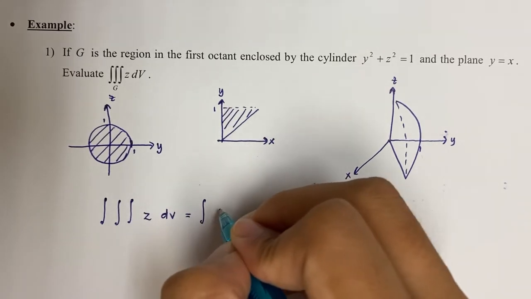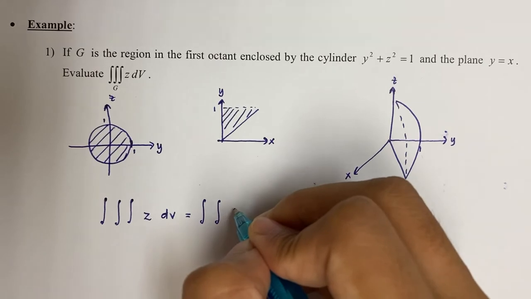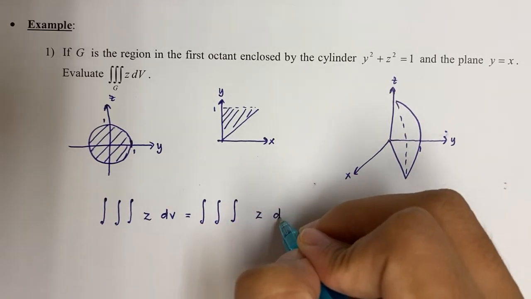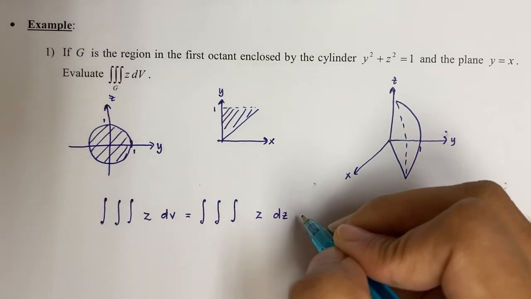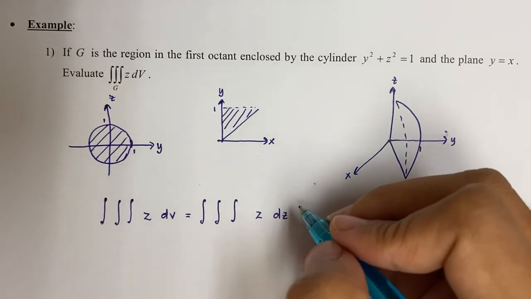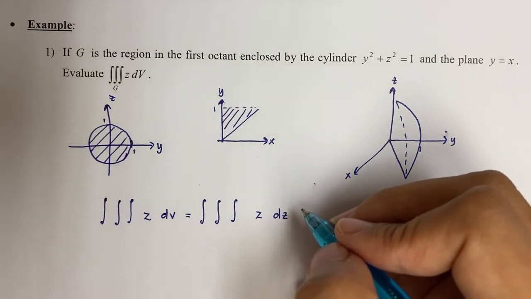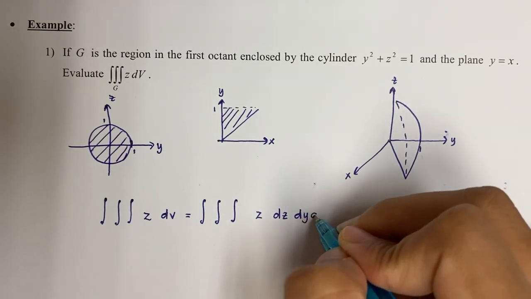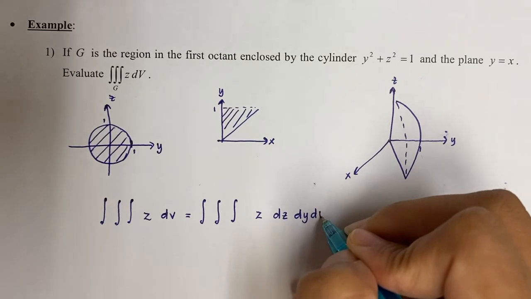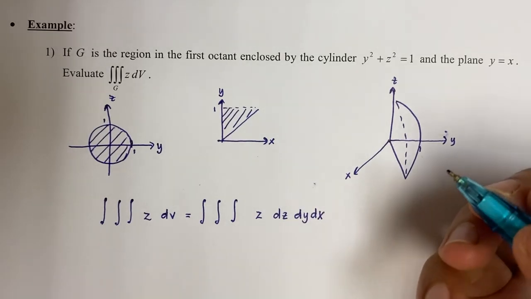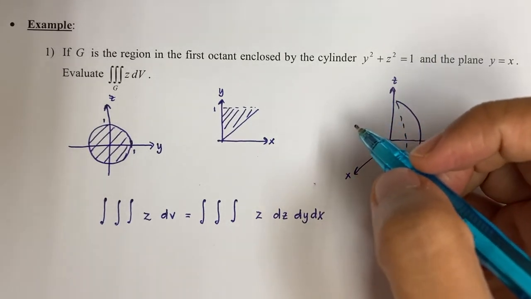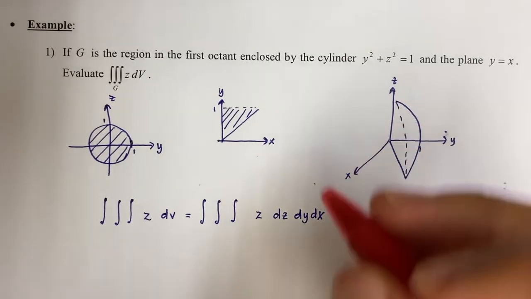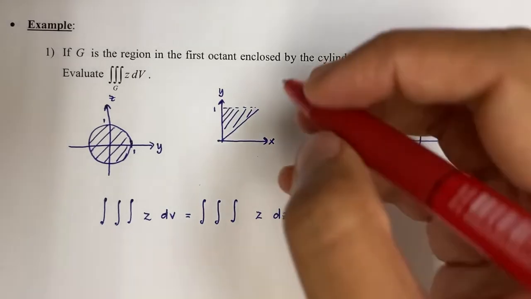Remember for a type 1 region, you need to solve for dz first and then followed by dA. dA, either you solve for dx dy or dy dx. It's up to you. So let's say I solve it using dy dx, and then substitute the limits for y and x first, the base first. This is our base.